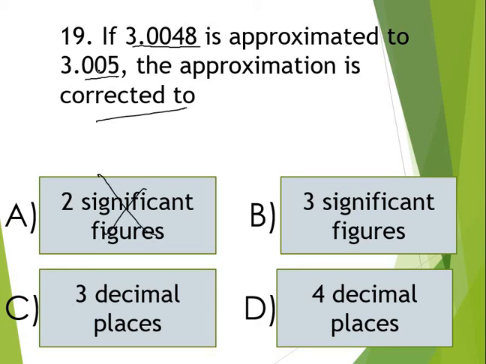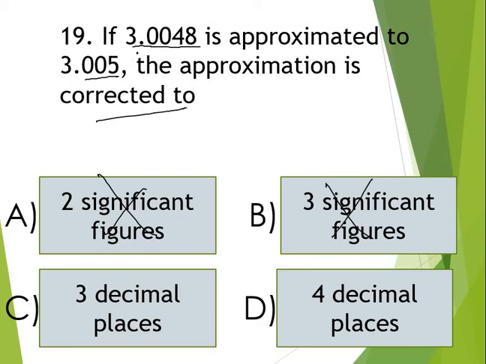How will we know it's not? Because these zeros are in between 2 non-zero digits. 3 significant figures is definitely out of the way as well, because again, these zeros are significant because they appear between 2 non-zero digits, and non-zero digits are always significant. So we have 4 significant figures, and we don't have that here. So the answer is either 3 decimal places or 4 decimal places.